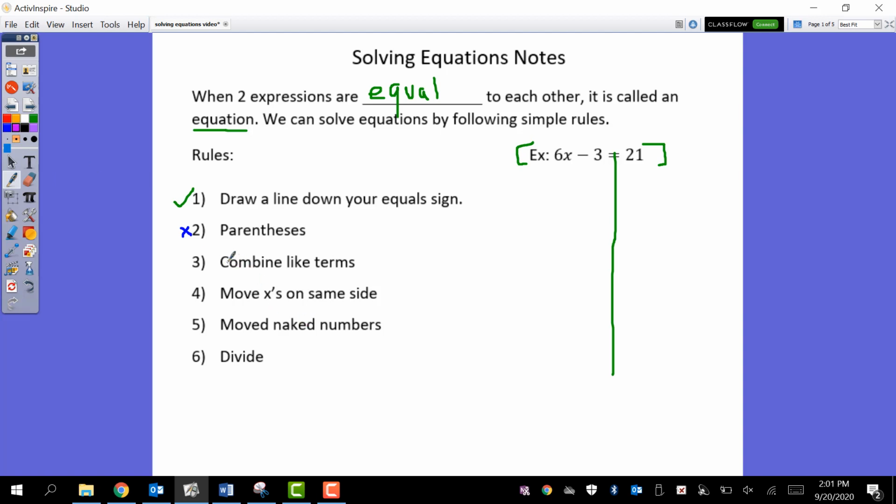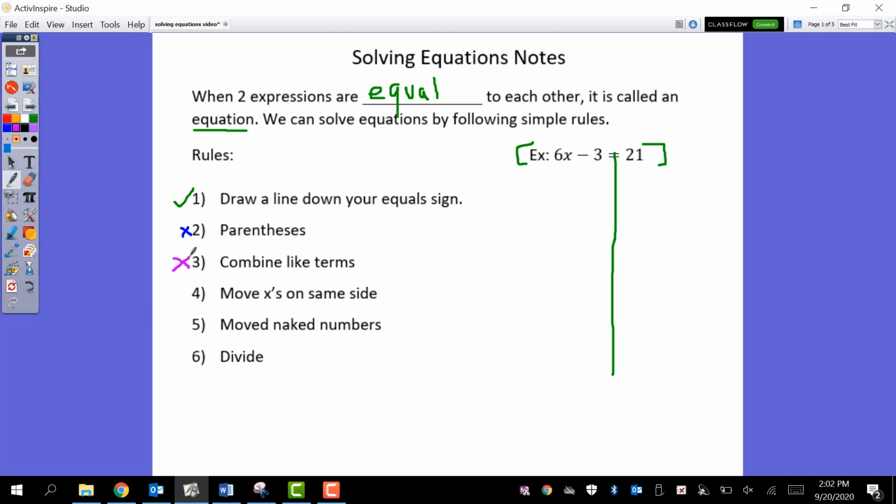The next thing I'm going to do is look to see, can I combine like terms? This is when you add the letters with letters and numbers with numbers. You are only looking on each side of the equal sign separately. So I'm only looking at this left side where it says 6x minus 3. Could I add 6x and negative 3? No, I cannot, because this has a letter and this is just a number. On the right side, 21 is alone, so there's nothing to combine with that. So I can skip that step.